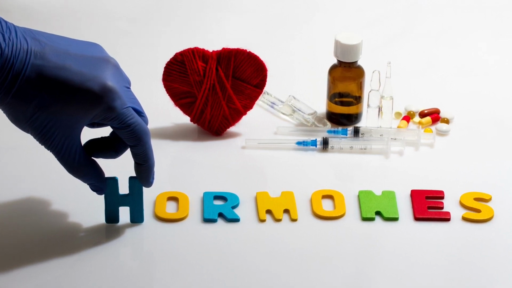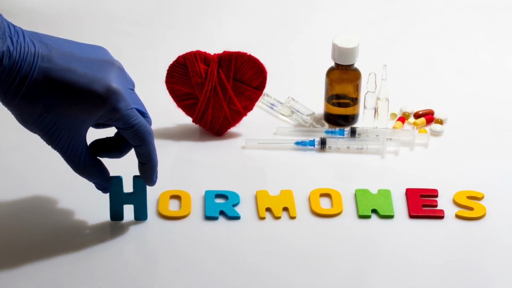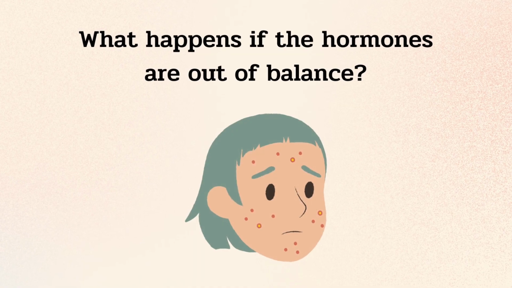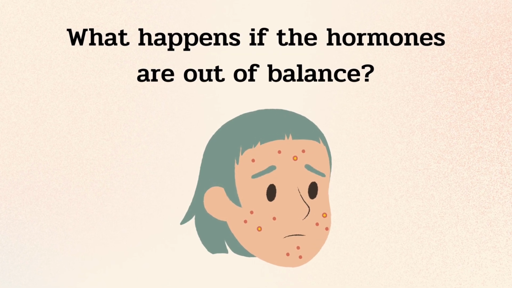Hormones belong to the endocrine system and influence the various functions of our body. Imbalance in the functioning of hormone-secreting glands can result in growth defects, obesity, behavioral problems, and other diseases. What happens if the hormones are out of balance?